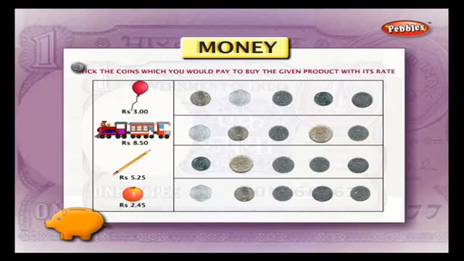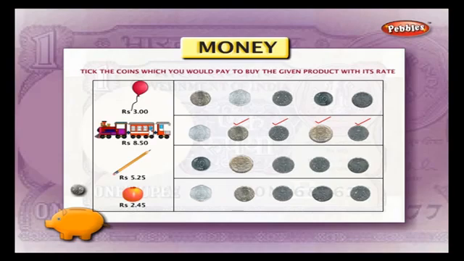Take the coins which you would pay to buy the given product with its rate. The cost of a balloon is given as rupees 3. For this, we should take a 2 rupee coin and a 1 rupee coin. The cost of a toy train is given as 8 rupees 50 paise. For this, we should take 5 rupee coin, a 2 rupee coin, a 1 rupee coin, and a 50 paise coin.